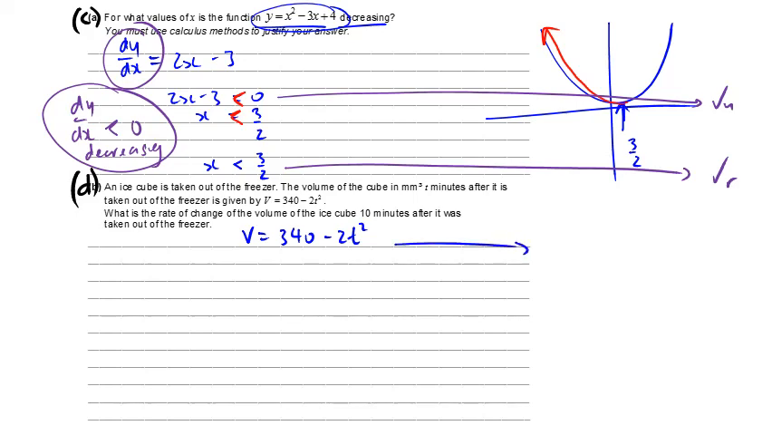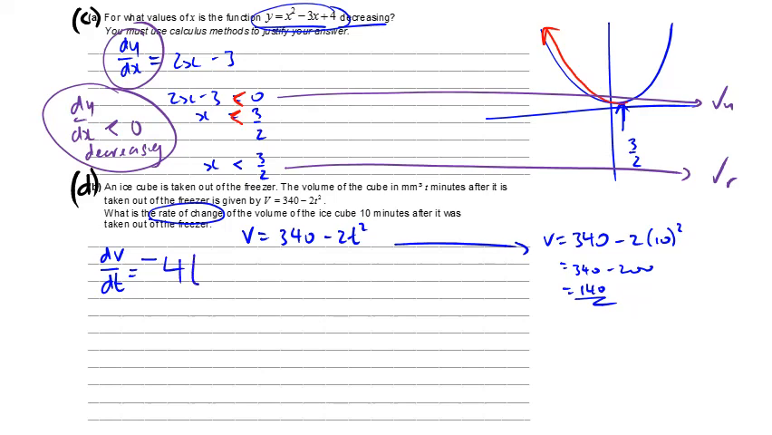Lots of people went V equals 340 minus 2 lots of 10 squared. That's 100. 340 minus 200, which is 140. Yeah, that's right. That's wrong. That is the volume of the cube after 10 minutes. Not calculate the rate of change. Rate of change, what is that? dV by dt. That is differentiate it. Differentiate that and you get negative 4t.